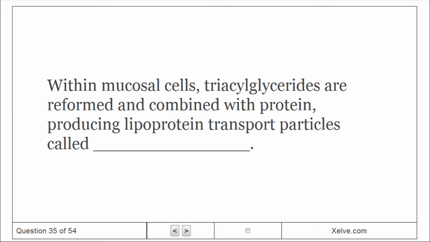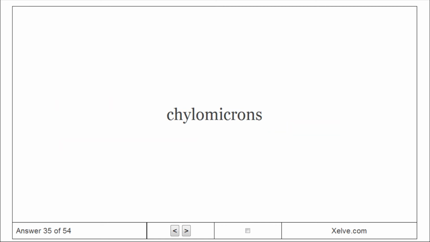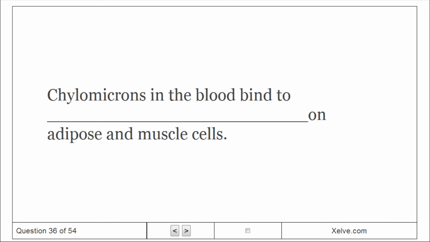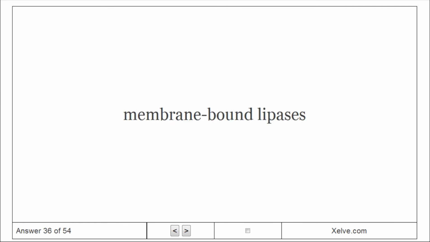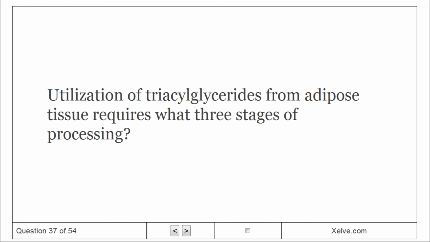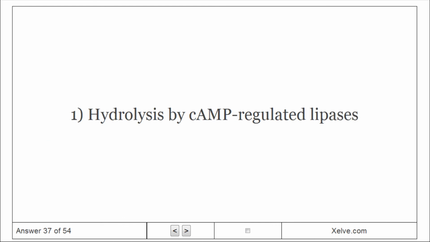Within mucosal cells, triacylglycerols are reformed and combined with protein, producing lipoprotein transport particles called chylomicrons. Chylomicrons in the blood bind to adipose and muscle cells. Membrane-bound lipases. Utilization of triacylglycerols from adipose tissue requires what 3 stages of processing? 1. Hydrolysis by cAMP-regulated lipases.